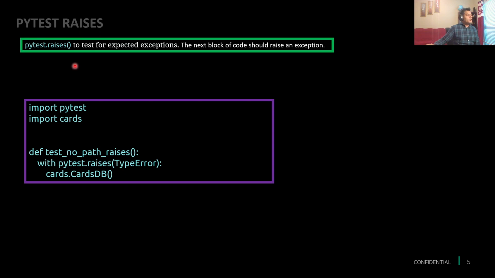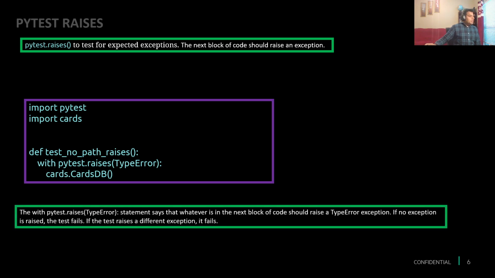The raises function helps us to look for an expected exception. We can look at the next block of code and make sure that the block of code is going to throw an exception. This particular test case will fail if the exception was not thrown, or if it was thrown but of a different type. So in both cases, the test case is going to fail.